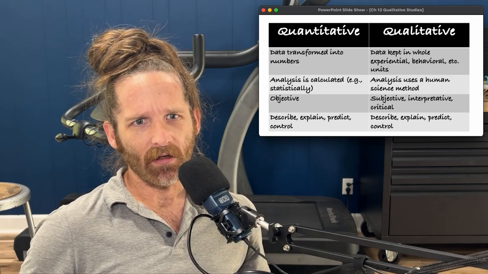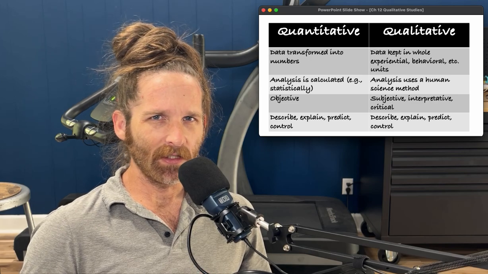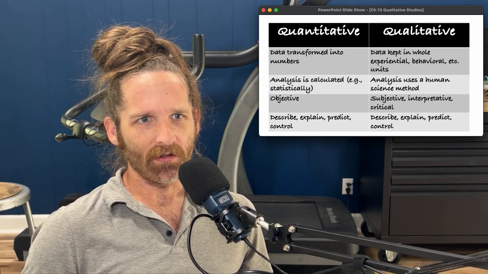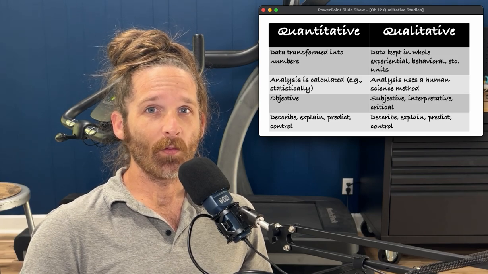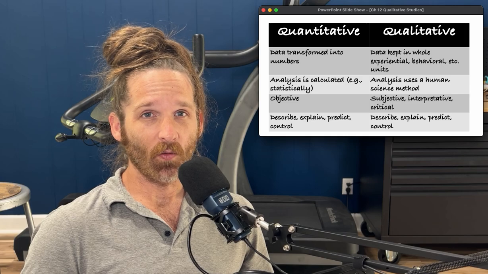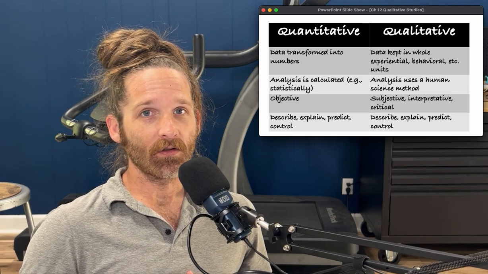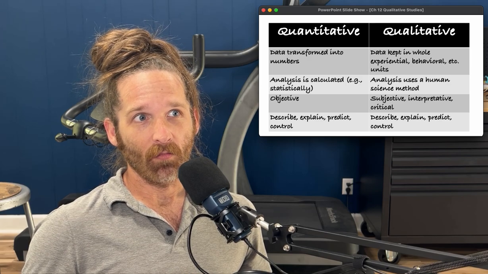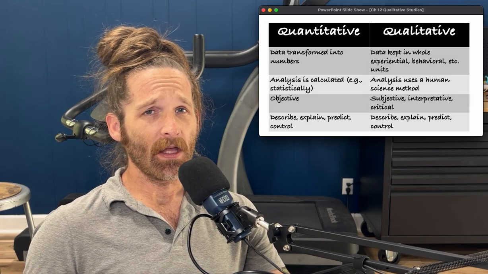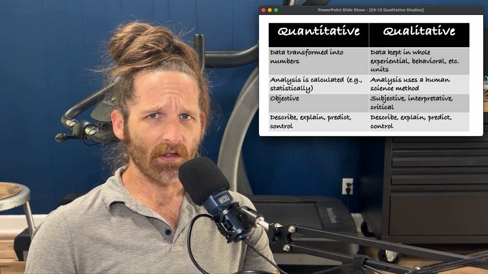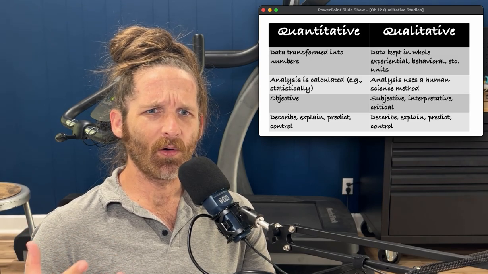So I've made a table here comparing quantitative and qualitative research, just a couple of key differences. So obviously the definition of quantitative is to take data and transform it into numbers or transform it quantitatively or numerically, whereas qualitative research won't attempt to transform observations or experiences or events into numbers that can be analyzed statistically or quantitatively. They're kept in whole chunks.